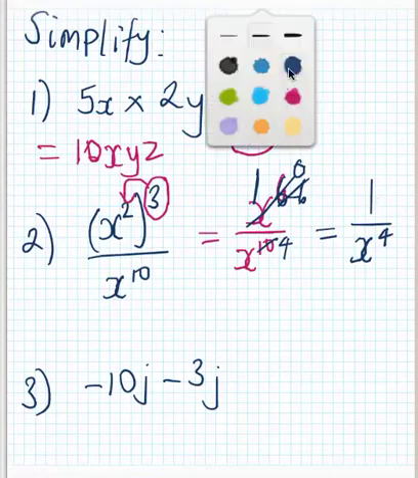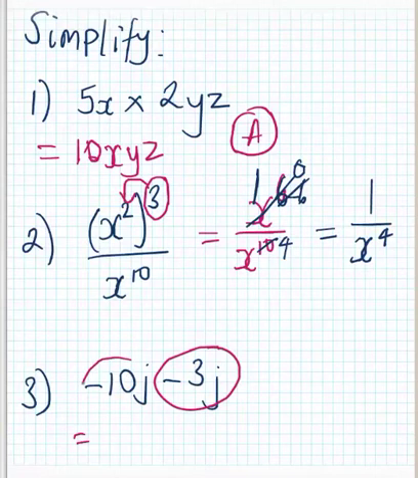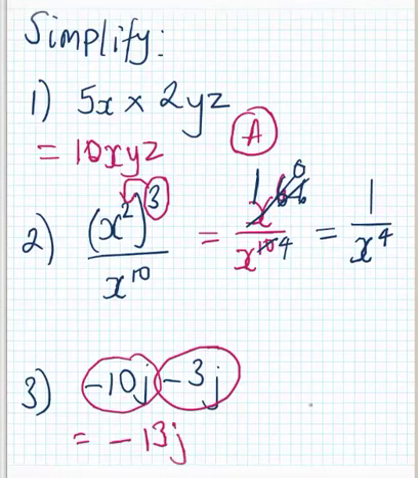Number 3, have a look at our operation. We've got subtraction. There is no multiplication, so our j will stay the same, but we can add or subtract like terms. So how many j's do we have here? There's a minus 3j there and a minus 10j there. So what's minus 10 minus 3? That's minus 13, and we have minus 13j. Easy. And I think that one had that answer, number 3, is C, minus 13j.